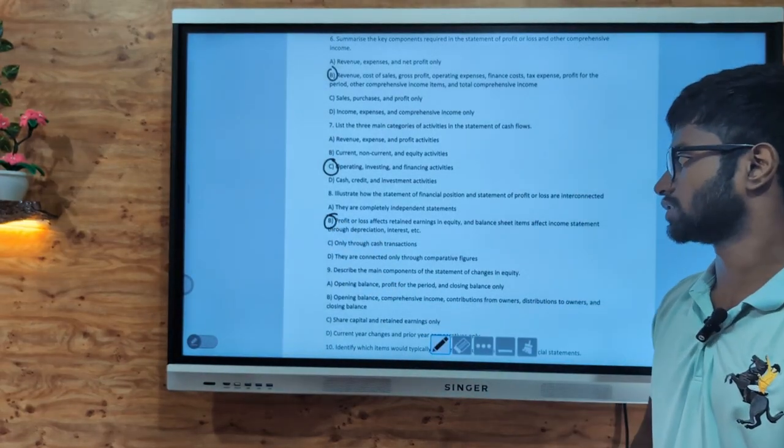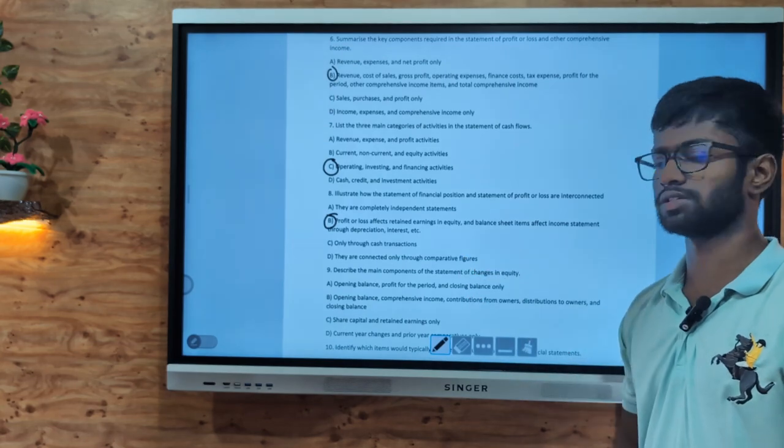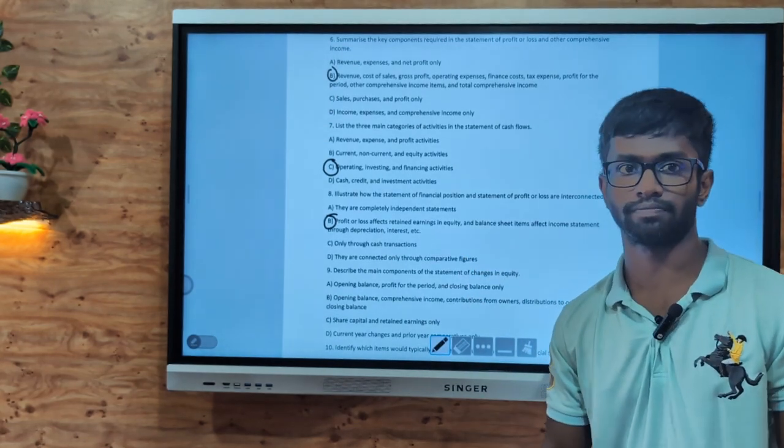Depreciation and interest affect; you record that in your income statement. Only through cash transactions? No. They are connected only through comparative figures. That is also false. Correct answer is B.